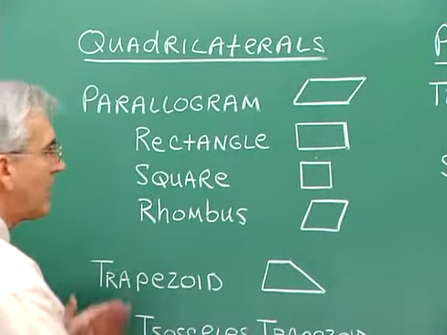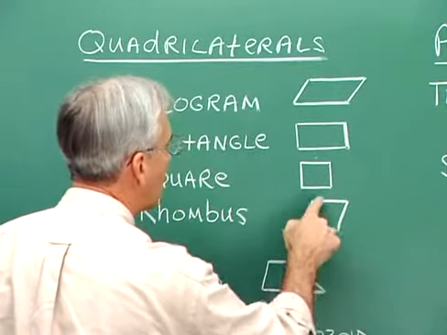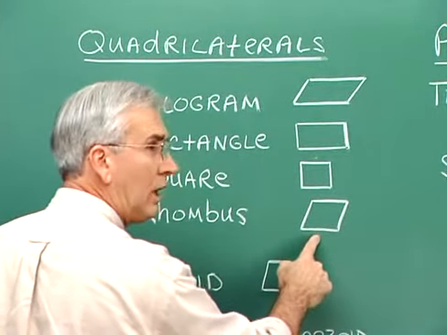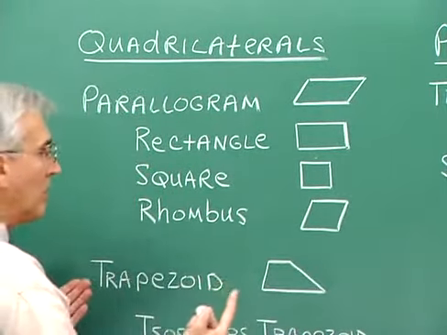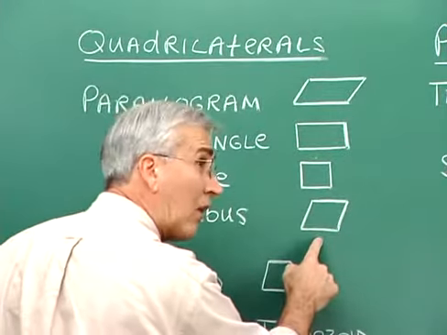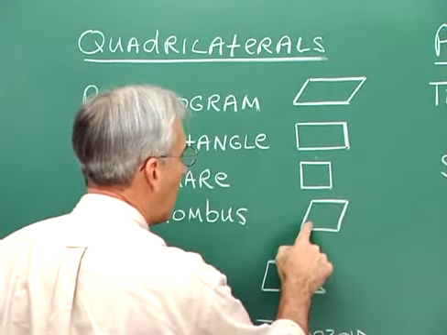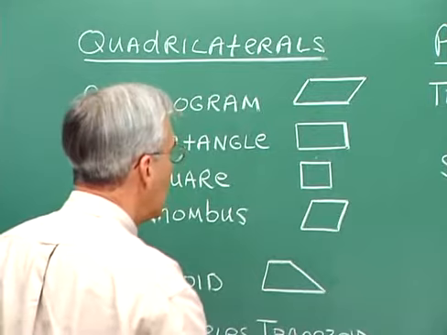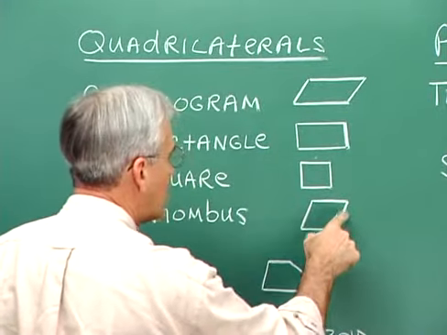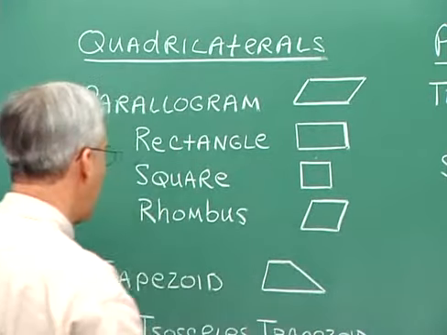A rhombus can be thought of as a leaning square because all of the sides are of equal length. Now, it's a parallelogram as well. The opposite sides are parallel. Opposite angles are equal to one another. But the important characteristic is that all the sides are of equal length.